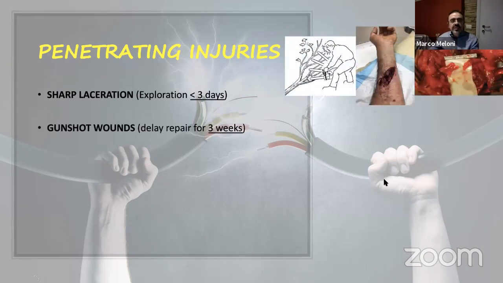Penetrating injuries are sharp laceration injuries or gunshot wound injury. Sharp laceration is an open injury like a gunshot, but in this case is a sharp laceration. The most usual reason is use of the chainsaw machine.